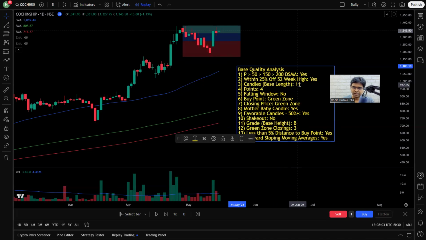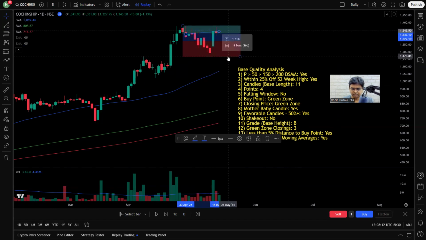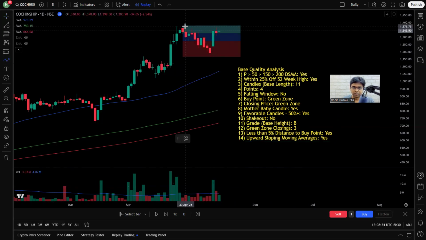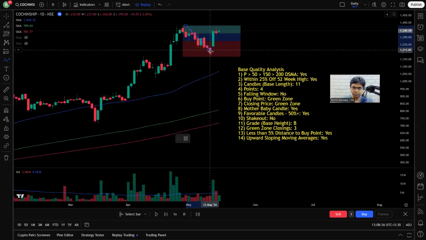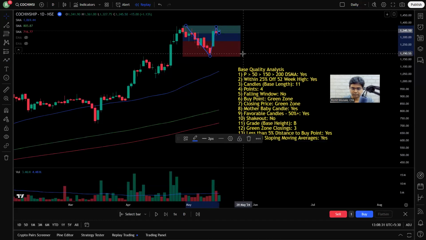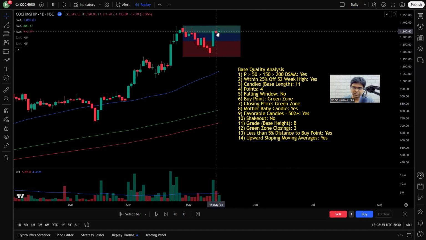How many candles in the base? 11 candles. So I click here, go to the candle which creates point one. I click here, go to the latest candle, that's 11 bars. So 11 candles in the base. How many do we need minimum? We need 10 candles in the base. Number of points, 4. This is a no-brainer. Point 1, point 2, point 3, point 4. Correct? 4 points in the base. Buy point is in the green zone. Fantastic.